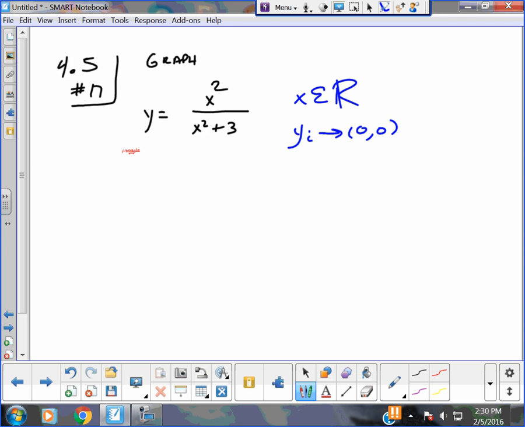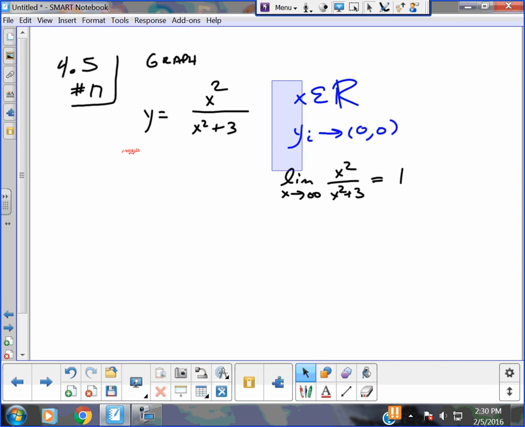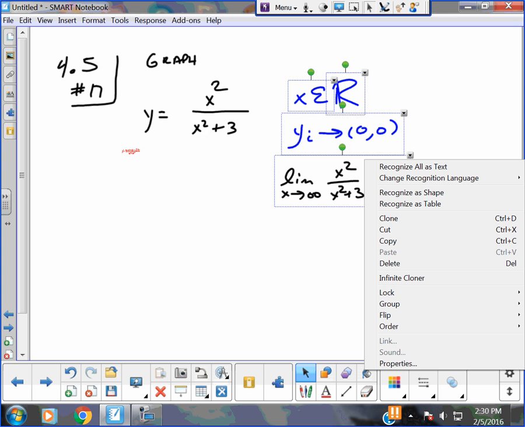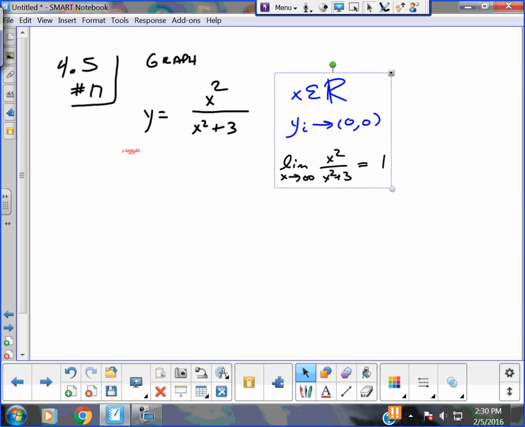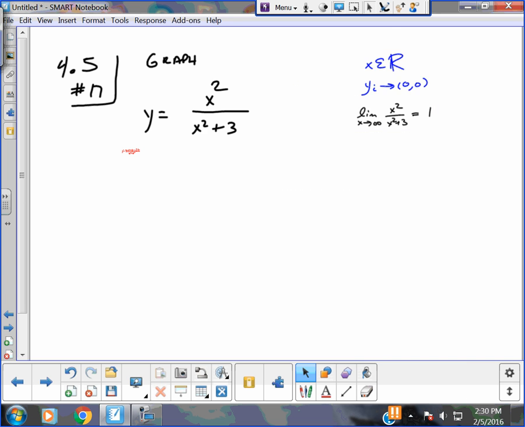And if we look at this and remember how to find the horizontal asymptote, what's the limit as x goes to infinity of x squared over x squared plus 3? It's 1, right? And again, this is from lesson 4.4. So those are all really cool facts for us. And obviously, if the y-intercept is (0, 0), I know the x-intercept is also 0. But I'm also interested in the mins and maxes, right? The first derivative and the second derivative are our tools to get there.